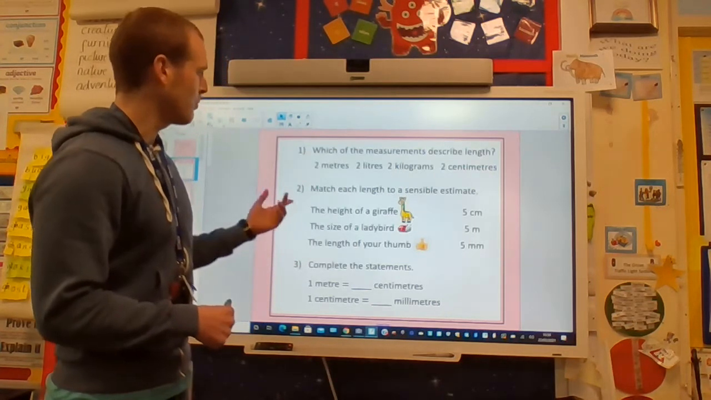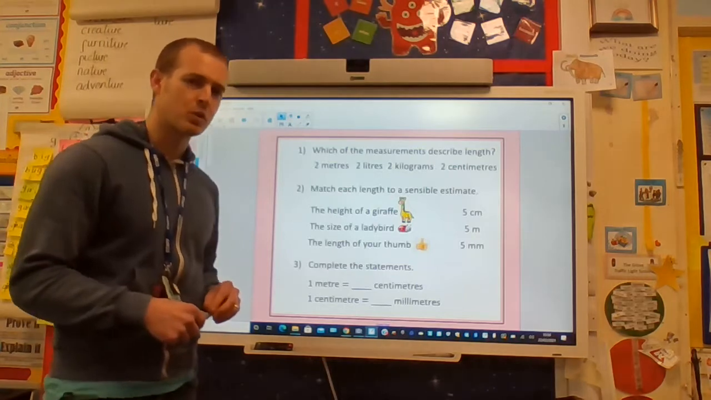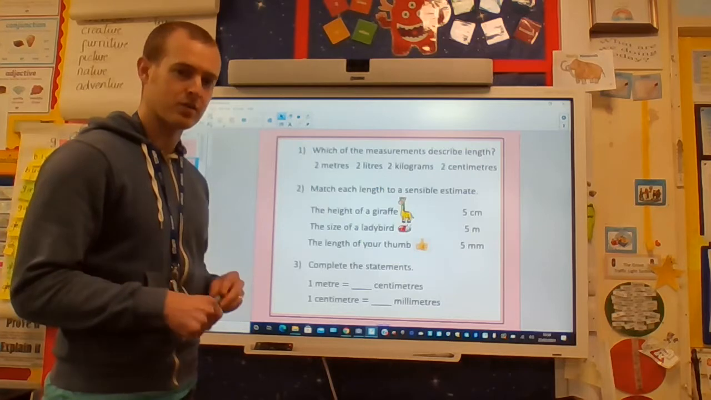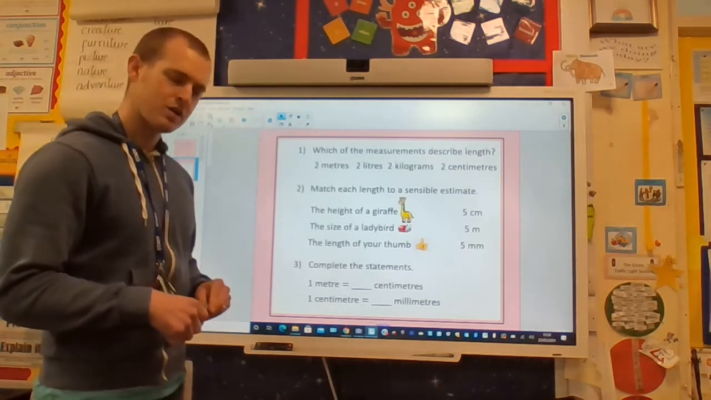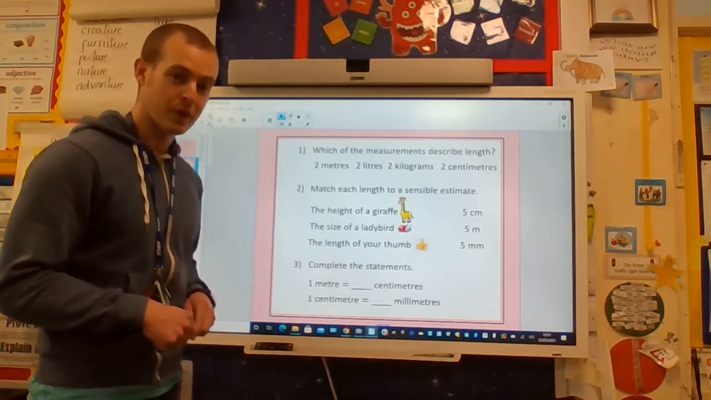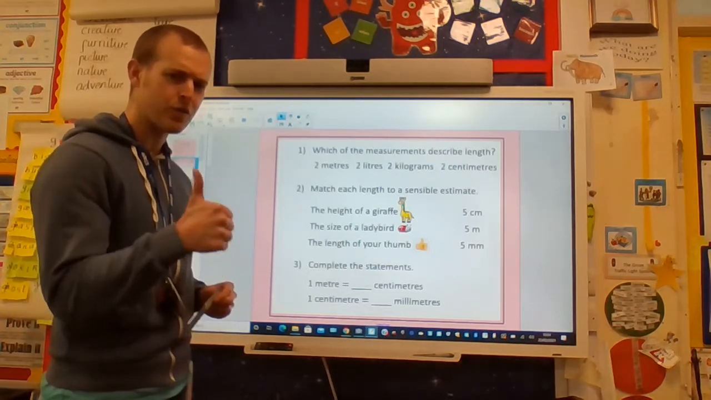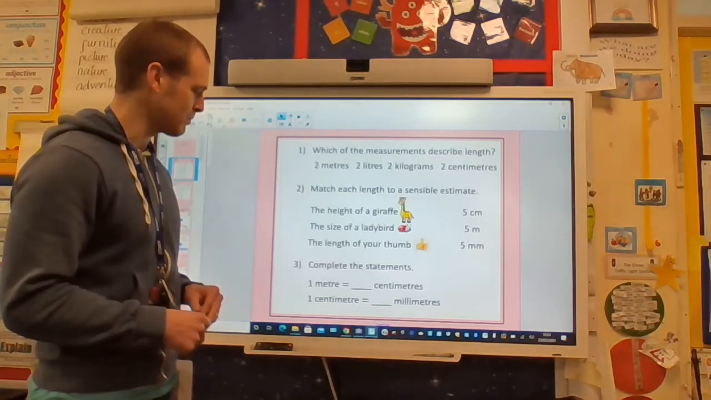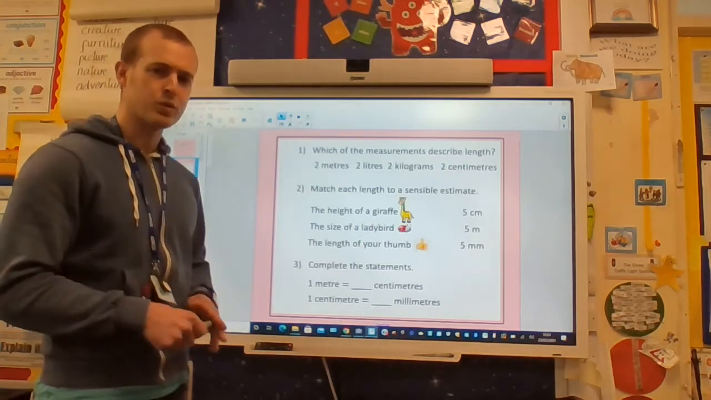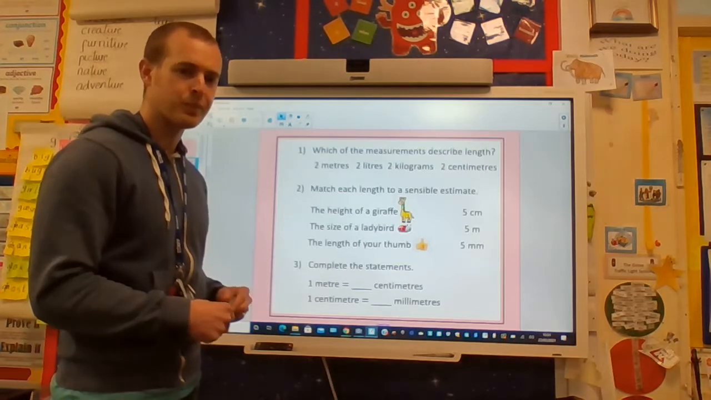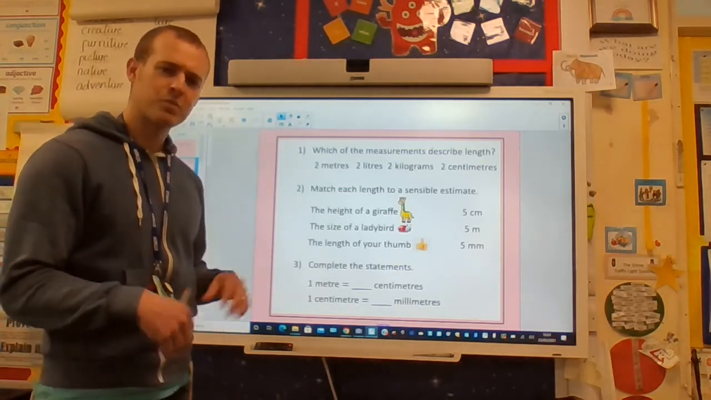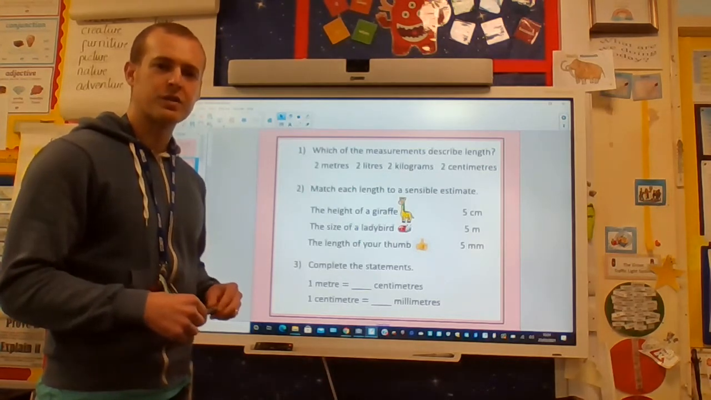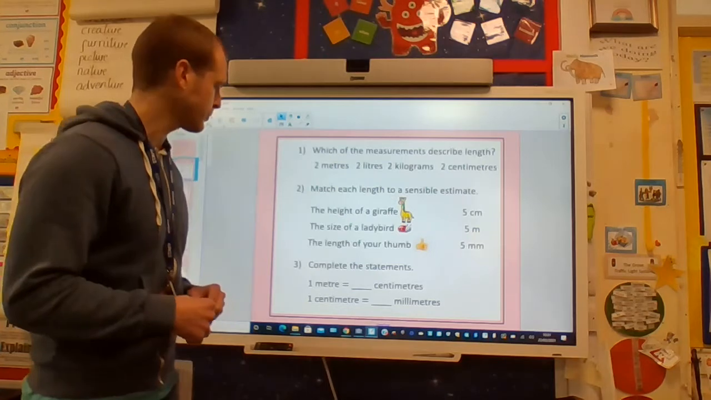Question 2, match each length to a sensible estimate. Now an estimate is a sensible guess, all right? So, how high do you think a giraffe might be? The size of a ladybird or the length of your thumb? Have a little think. And the last one, complete these statements. 1 meter equals how many centimeters? And 1 centimeter equals how many millimeters? So, pause the video here, have a go at answering these questions, and then we'll get the answers.